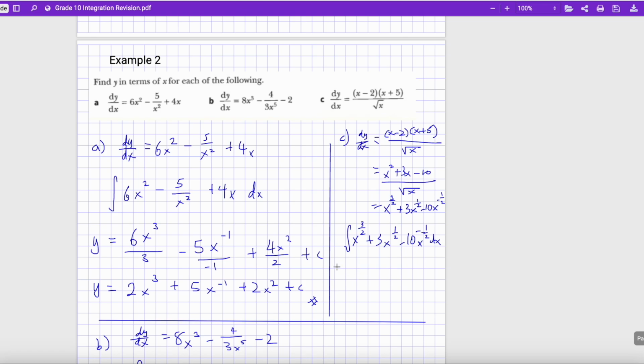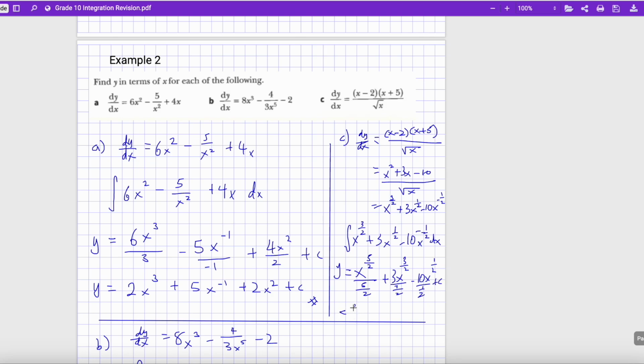Okay, so we should get x to the power of 5 over 2 divided by 5 over 2, plus 3x to the power of 3 over 2 divided by 3 over 2, and minus 10x to the power of half divided by half, plus c.